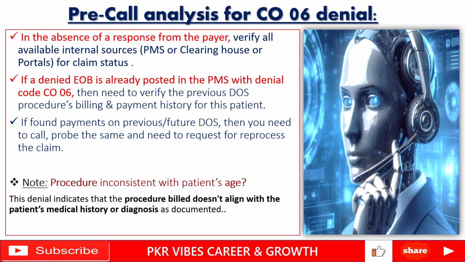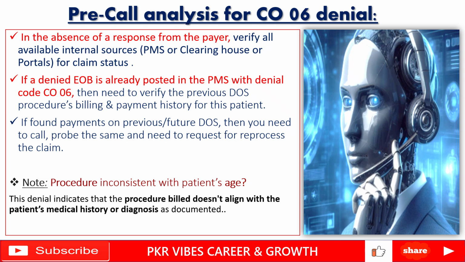Simple. But if we have already received a denied EOB from the insurance, and that EOB was already posted in our billing software, our practice management system, with the denial code CO6, then what kind of pre-call analysis should you take? At that time, you need to verify the previous dates of service, procedure billing history and payment history for the patient. See, we got a denial. Now denial is posted, so our job is to verify whether we got payments for this kind of denial previously, right? Sometimes a future date of service is also there.